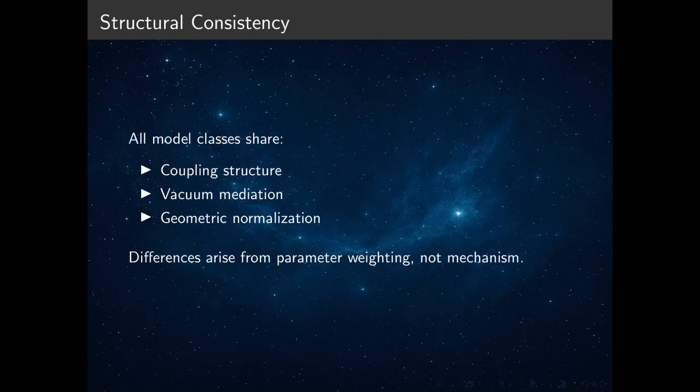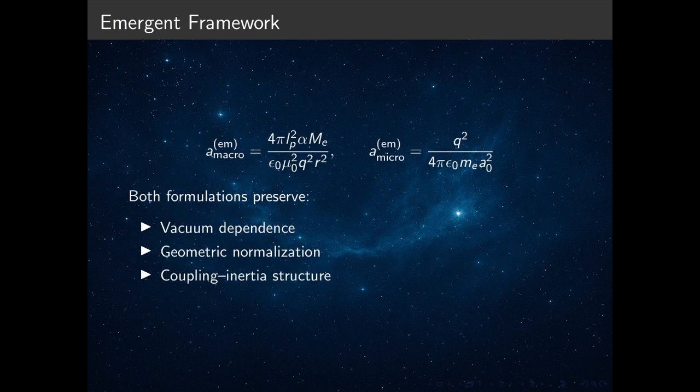Despite this disparity, all three model classes preserve a consistent structural form, supporting the interpretation that both regimes are governed by a shared action-based system with scale-dependent parameter weighting.